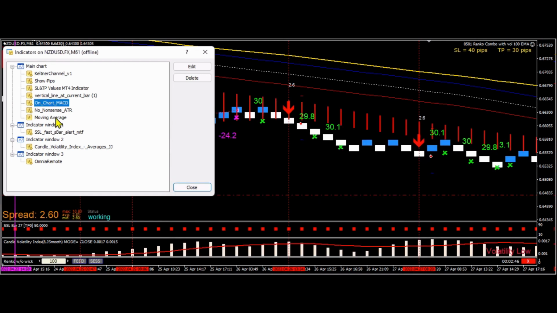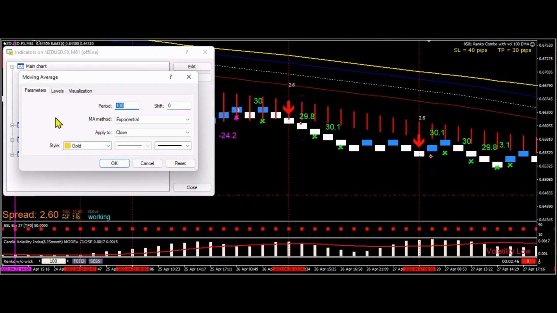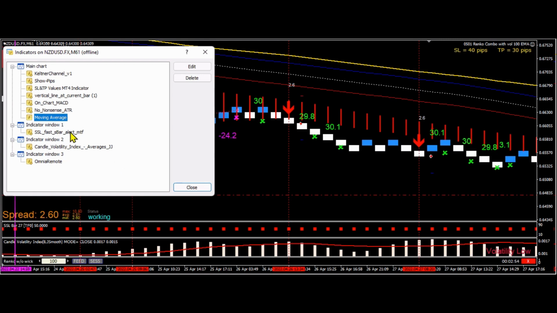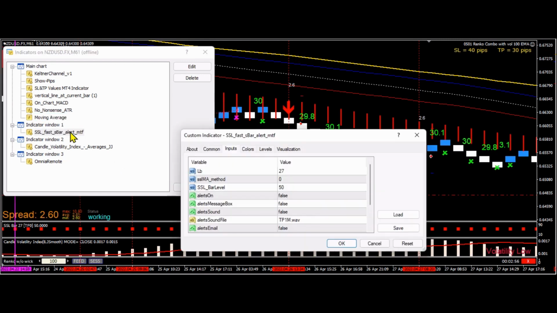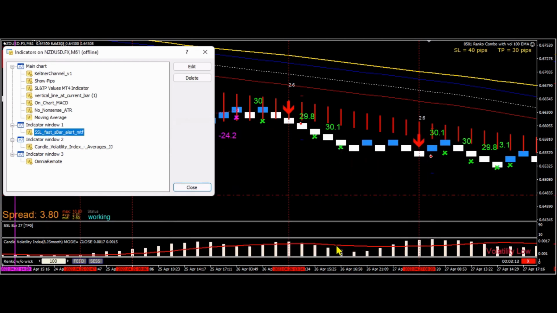Okay, and here I have my moving average, and as I said, it is 100 exponential. This is the SSL. And as I mentioned, I increased it to 27. The SSL moving average method is 0. The bar level is 50. And I have no alerts on for that.